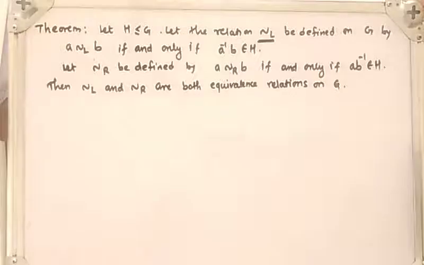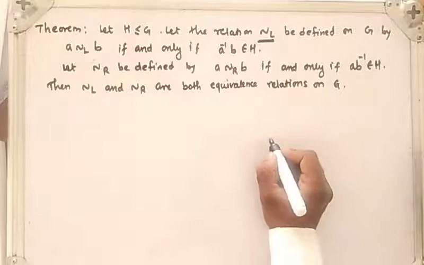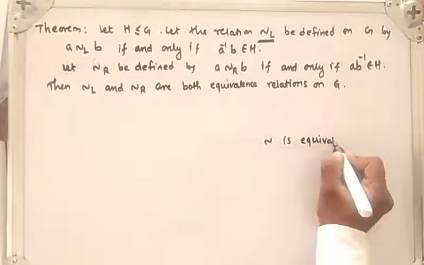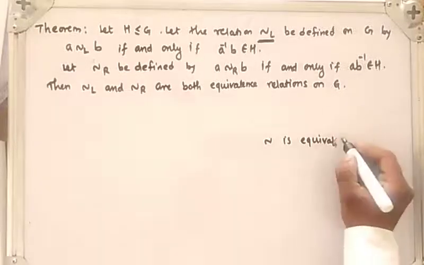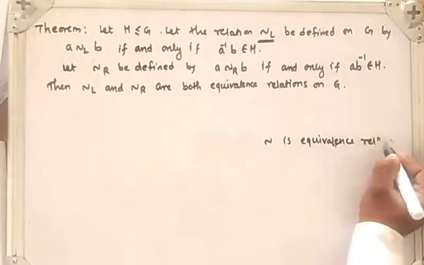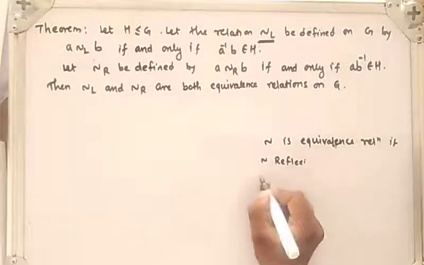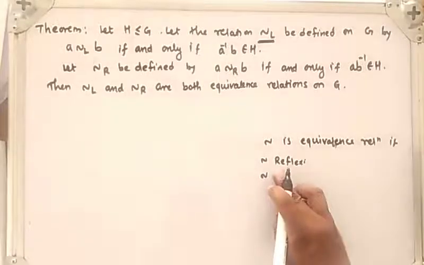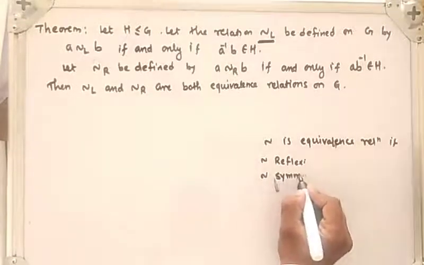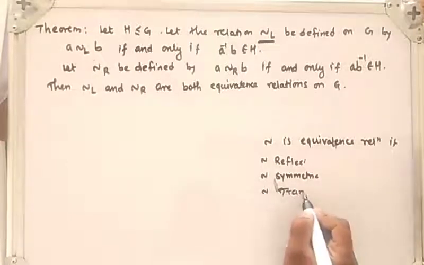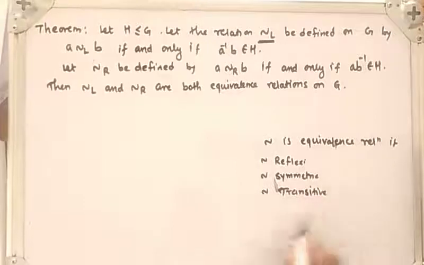So what is meant by equivalence relation? Tilde is an equivalence relation if and only if, first, tilde is reflexive, second, tilde is symmetric, and third, tilde must be transitive. If these three conditions are satisfied, then we say that tilde is an equivalence relation.